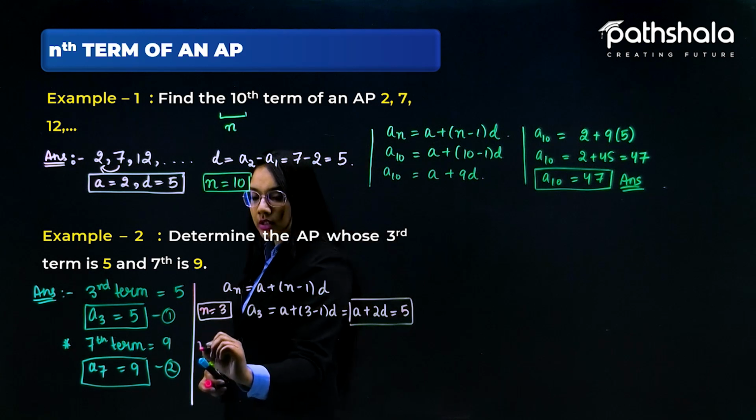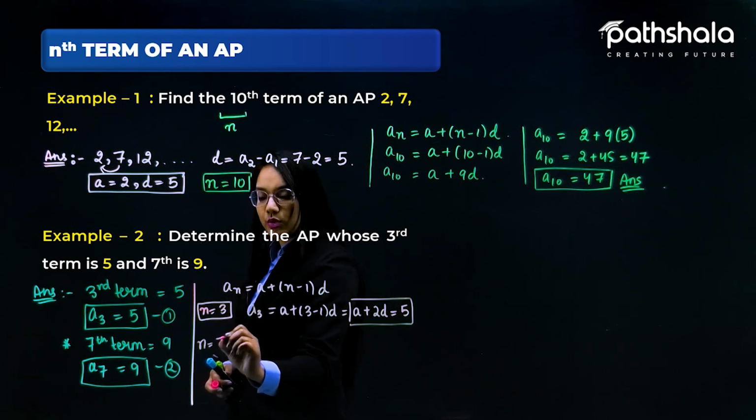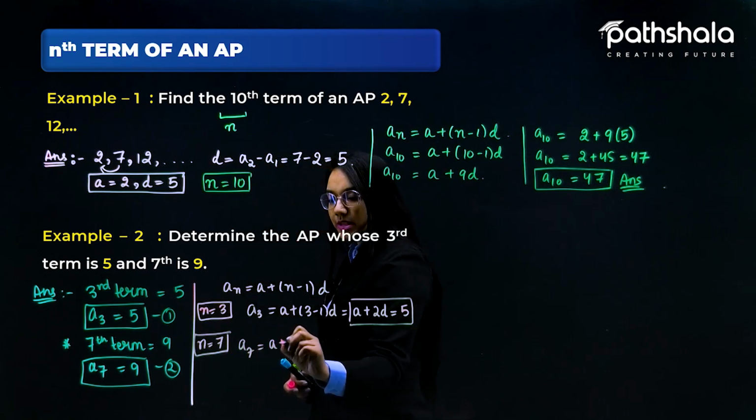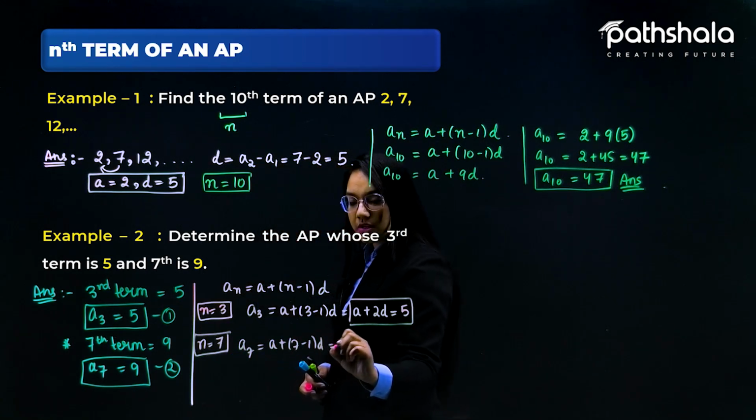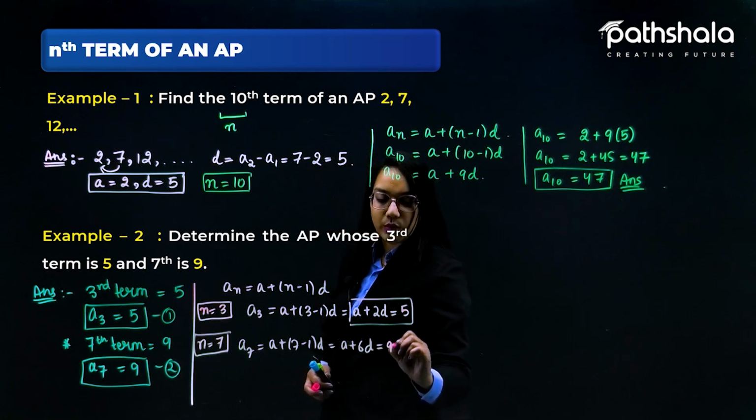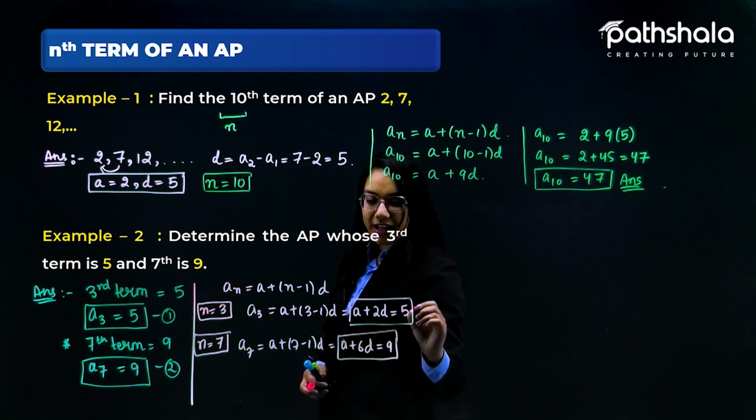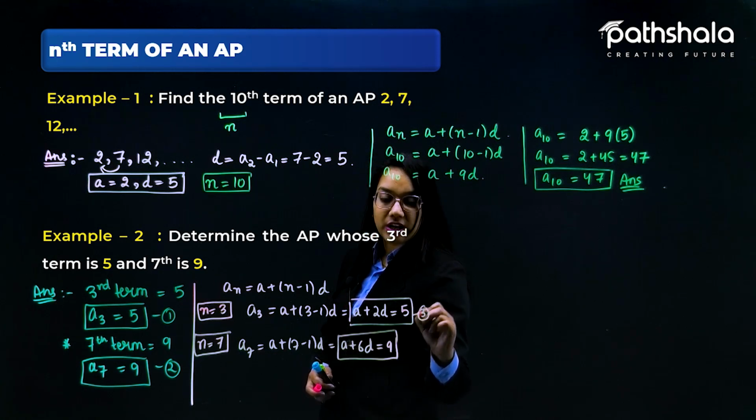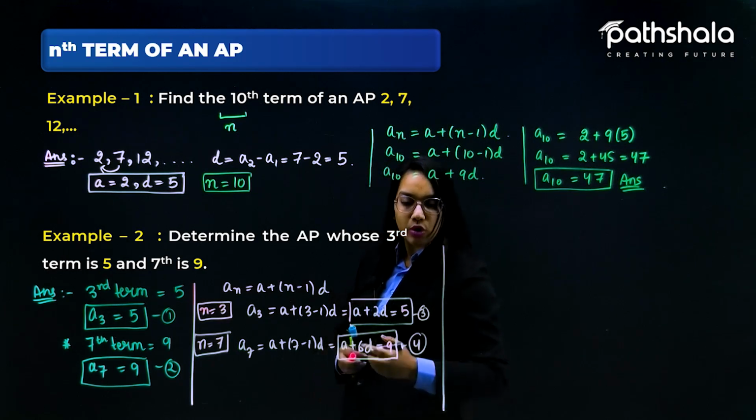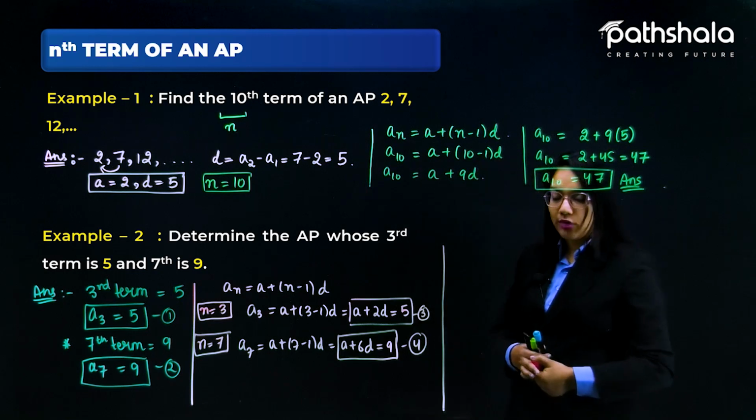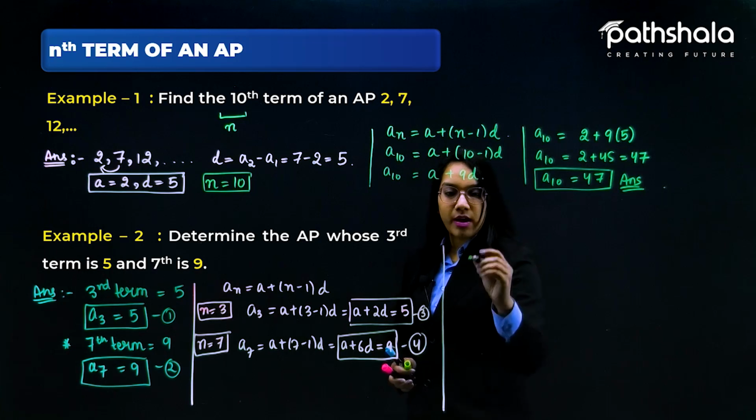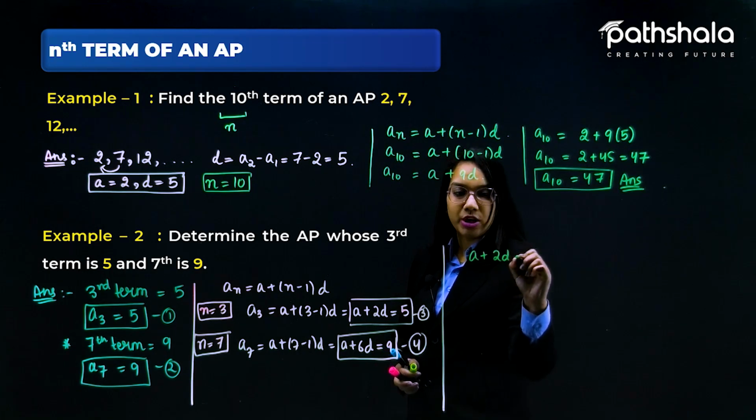Furthermore, if I substitute N equal to 7 here, we get A7 equal to A plus 7 minus 1 into D, which is A plus 6D. And we know that A plus 6D is equal to 9. Let's take these as equation number 3 and equation number 4, and solve them together. We know how to solve such linear equations in two variables, so let's use the method of elimination.